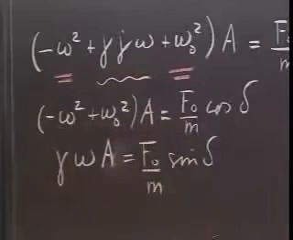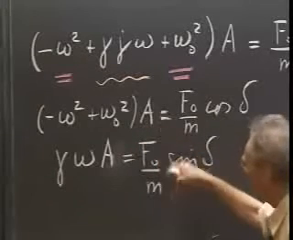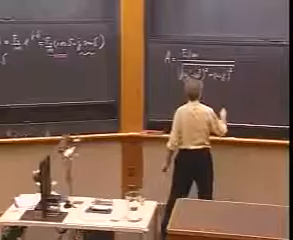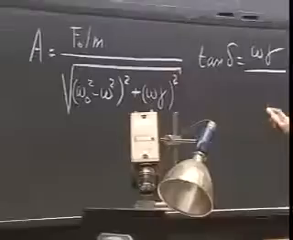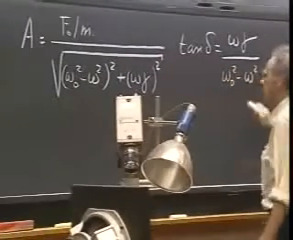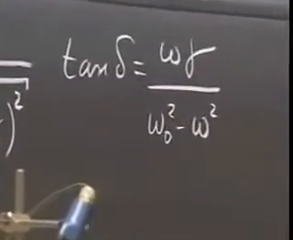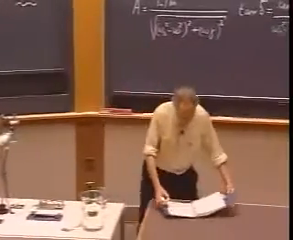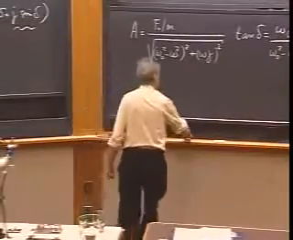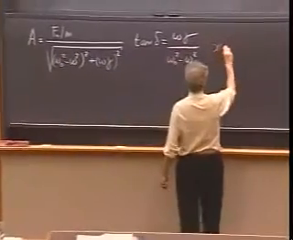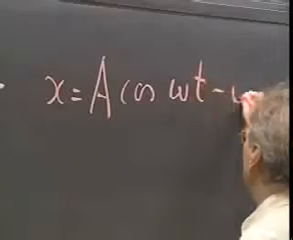And the tangent of delta is easy to find because you divide this equation by that one. You get immediately the tangent of delta. A disappears and f0 over m disappears. And so you'll get that the tangent of that angle delta is omega gamma divided by omega 0 squared minus omega squared. We can now return to the real world, and we have to change z back into x. So our final solution, which I will put in color, would be that x as a function of t is this amplitude A times the cosine of omega t minus delta.